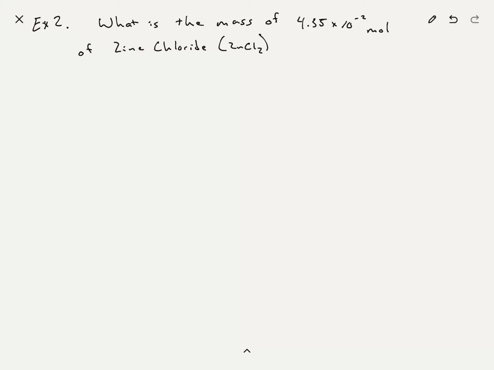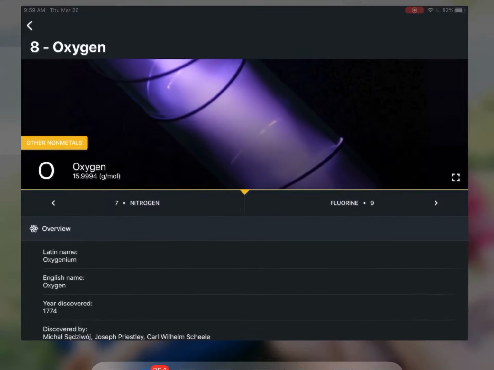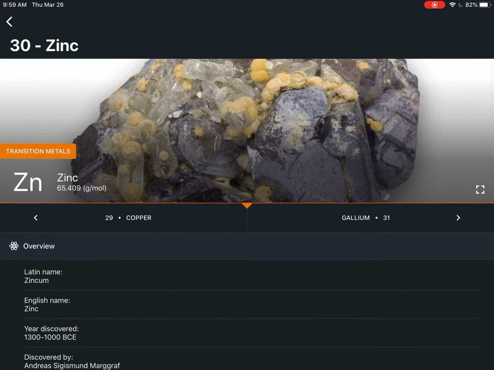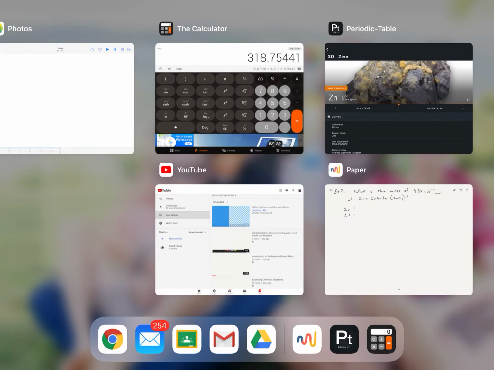Example problem number 2. What is the mass of 4.35 times 10 to the negative second moles of zinc chloride? So again, just like last time, we need to find what our mass of zinc chloride is. So ZnCl2. Let's go to our periodic table, look up the molar mass of zinc. Zinc has a molar mass of 65.409.